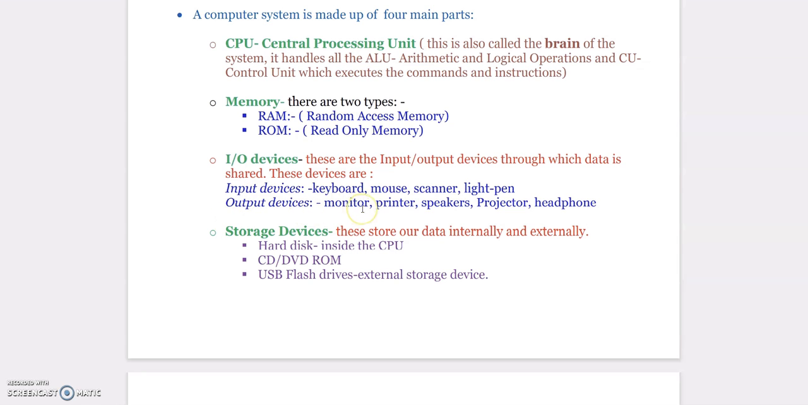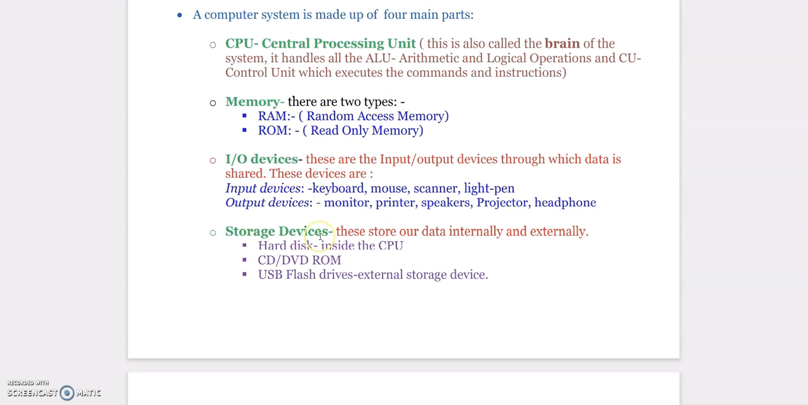And then output, look at a monitor. The monitor has a screen. It is displaying data to you. It is giving out data that you look at. That is why it is output. Look at a printer. When you give the command of print, a paper comes out of your printer with data on it. So it is giving out. That is why it is an output device.